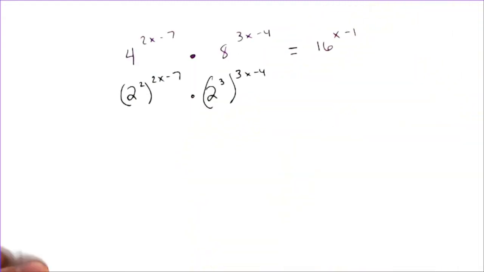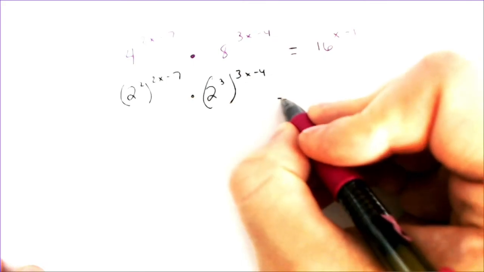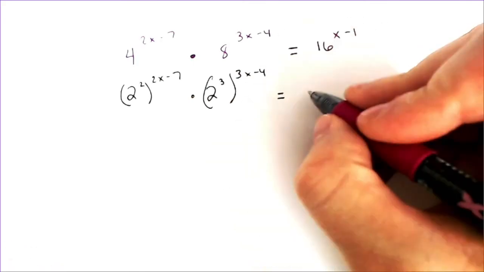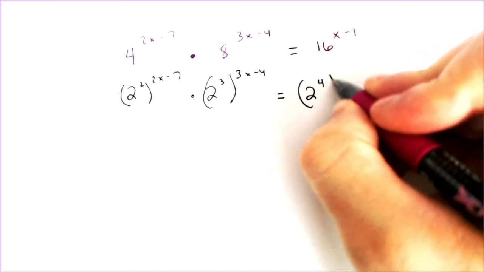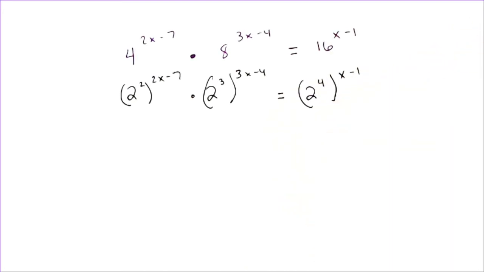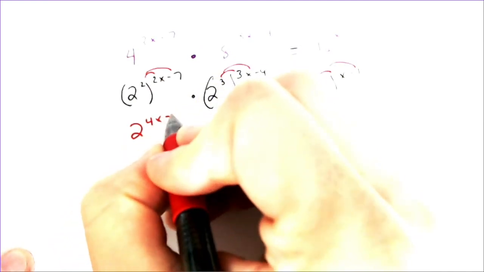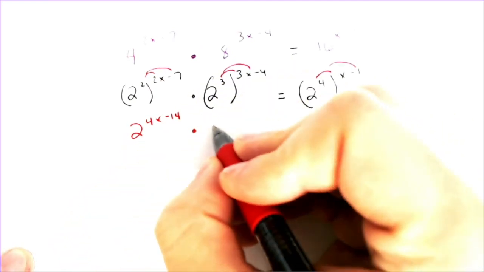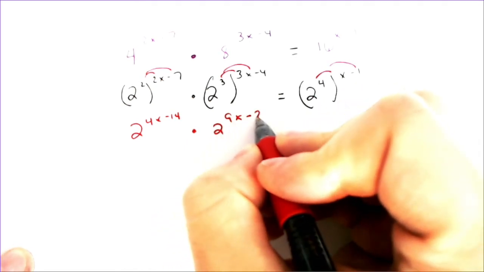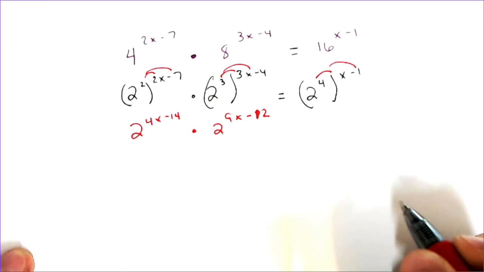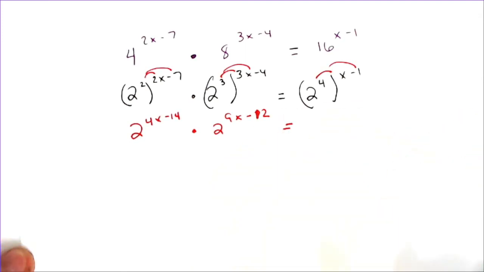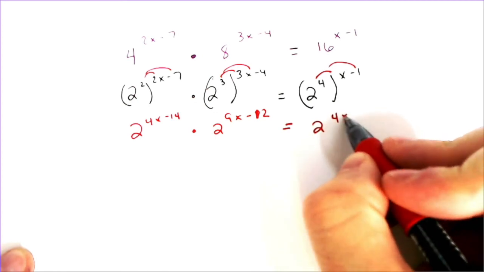3x minus 4 equals 2 to the fourth power, which is actually 16. And you might want to confirm that with a calculator, even though you shouldn't need one. And now they're all a 2. You distribute your exponent on all 3 of them. Distribute, distribute, distribute. 2 to the 4x minus 14 times 2 to the 9x minus 12. I almost messed up. 12 equals 2 to the 4x minus 4.